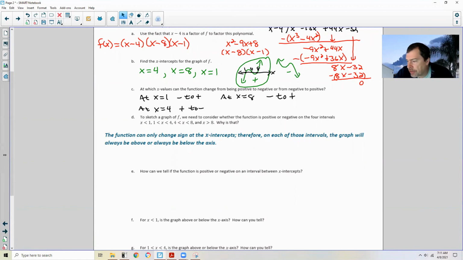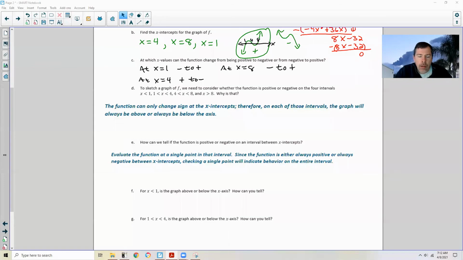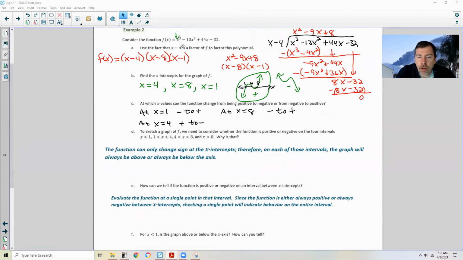Now, E says, how can we tell if the function is positive or negative on the intervals between the x-intercepts? Okay, so we would evaluate the function at a single point in that interval, since the function is either always positive or always negative between the x-intercepts. Checking a single point will indicate behavior of the entire interval. So what they're saying is, if I had a value x less than 1, plug 0 into the function and see what you get. If it's positive, you're above. If it's negative, you're below. And do that for all the intervals. Or you could actually do what I did here and do a quick rough sketch and look at the picture that you drew, if you know that a quadratic or a cubic looks like this, positive or negative a and all that, okay?